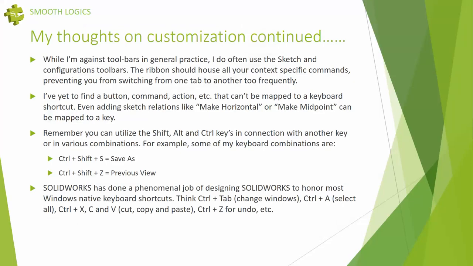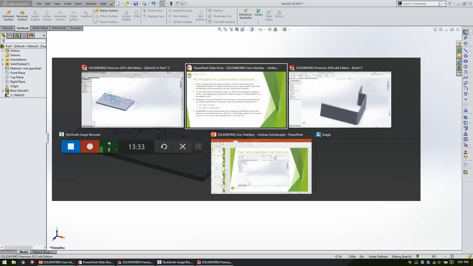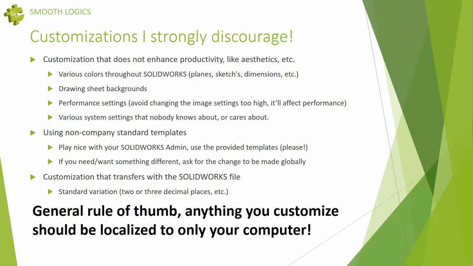Hitting the highlights here because I think I'm out of time. SOLIDWORKS has also done a very good job at maintaining Windows things. So Control-A will select all, Control-C will copy, Control-V will paste, Control-X will cut. What you think would work in Windows will often work in SOLIDWORKS. I discourage, or that does not enhance productivity, we covered that.